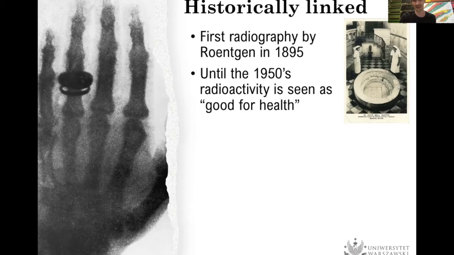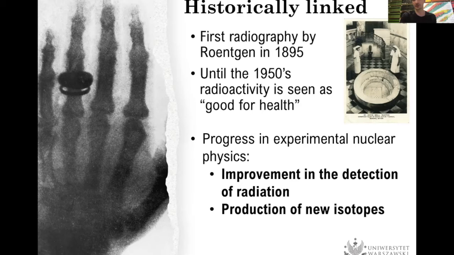So we know that radiation can have some benefits up to a certain level before starting to be detrimental. And we have also made some progress in the experimental nuclear physics part. The detectors that were used by Becquerel, Röntgen, and so on have been improved. So we are able to detect lower levels of radiation. We are able to detect them, measure their energy with a better resolution and higher efficiency. But we are also now able to produce new isotopes.